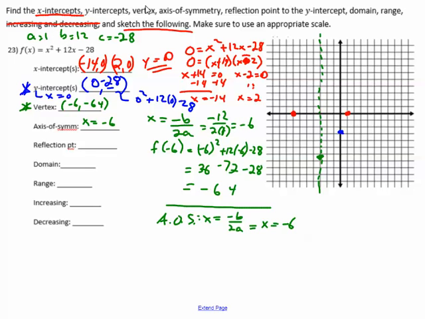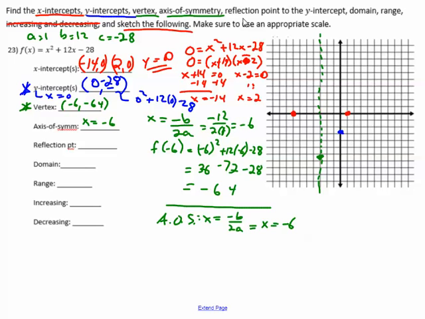Y-intercepts, let's see, what are those? The y-intercept is blue. Change that to blue. The y-intercept is in blue. Vertex and axis of symmetry are both in green. So there's all the points that we've got.